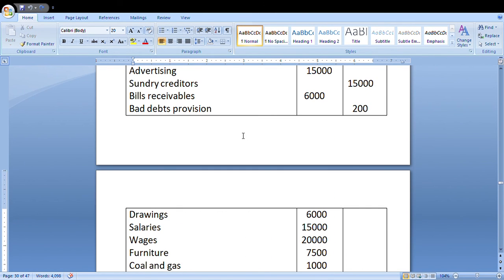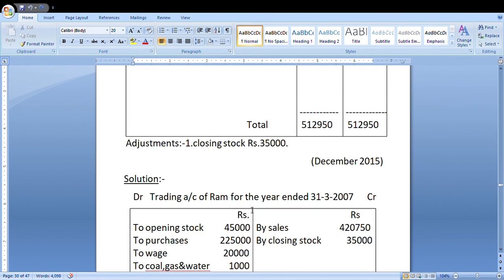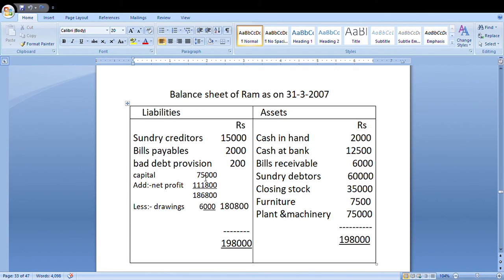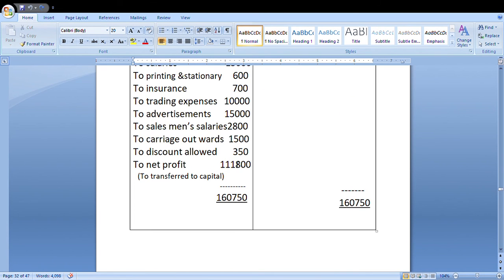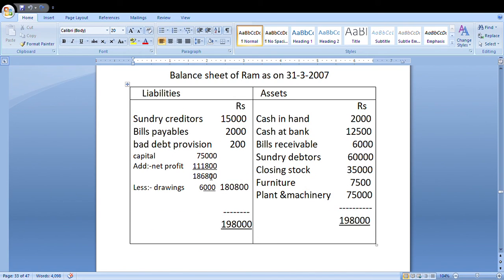Next, drawings 6,000. This is less from the capital on the liability side in the balance sheet. The capital 75,000, add net profit. Net profit added, total, less drawings, the total remaining balance is 1,08,800.